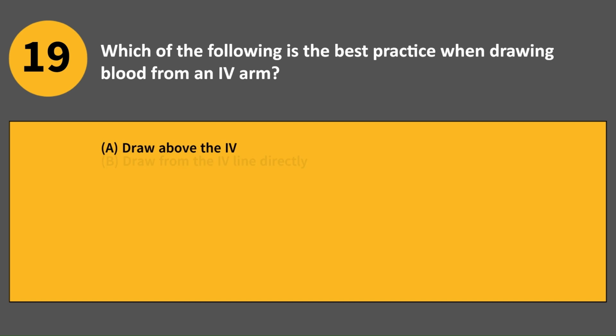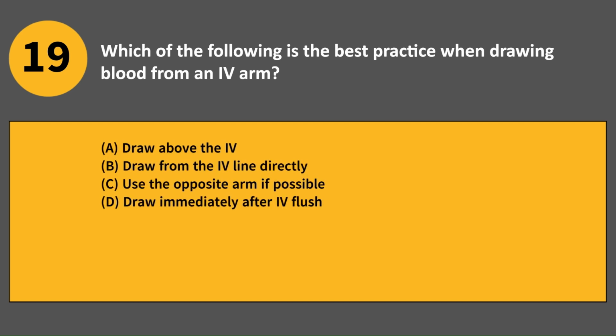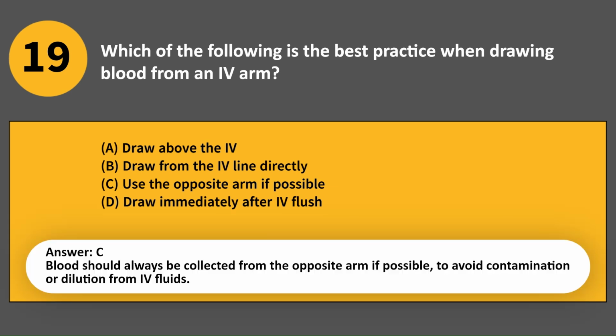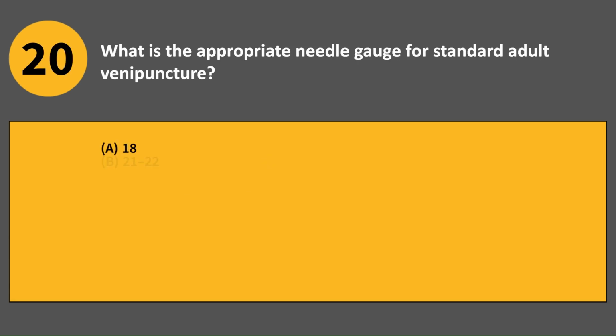Which of the following is the best practice when drawing blood from an arm with an IV line? A. Draw above the IV. B. Draw from the IV line directly. C. Use the opposite arm if possible. D. Draw immediately after IV flush. Answer C. Blood should always be collected from the opposite arm if possible, to avoid contamination or dilution from IV fluids.